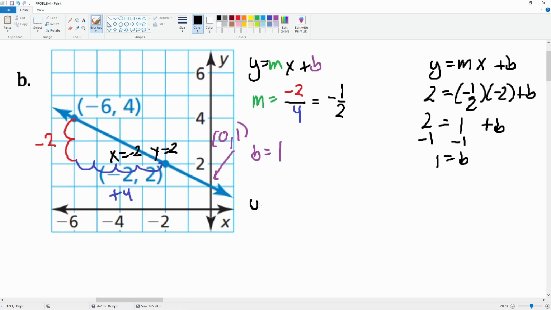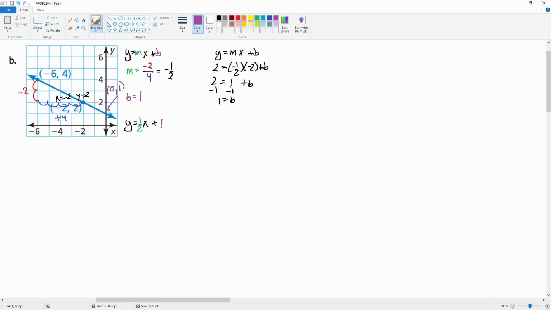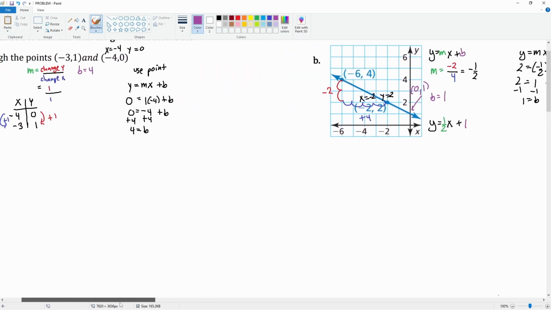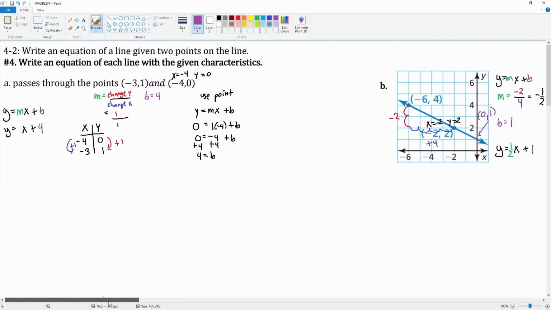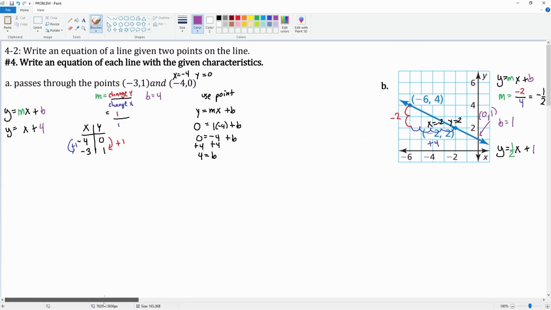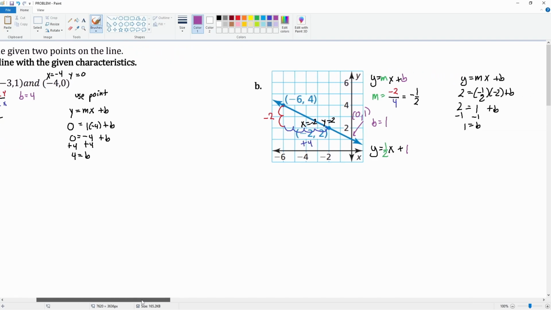So now you can just plug it into your equation. y equals the slope of -1/2 x plus the y-intercept of 1. So there you go. Please notice in both problems that you had to calculate the slope either using the chart or the graph visually, and then you have to use an extra point and substitute it in to get the y-intercept.